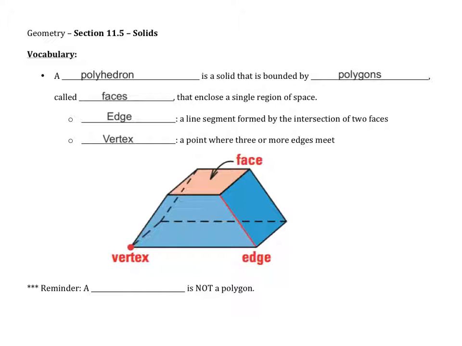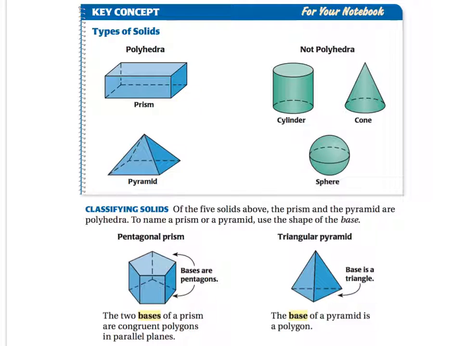And just a reminder, a circle is not a polygon. So if you have some kind of three-dimensional figure and one of its faces is a circle, it would not be a polyhedron. With that being said, here are the types of solids that we will look at.